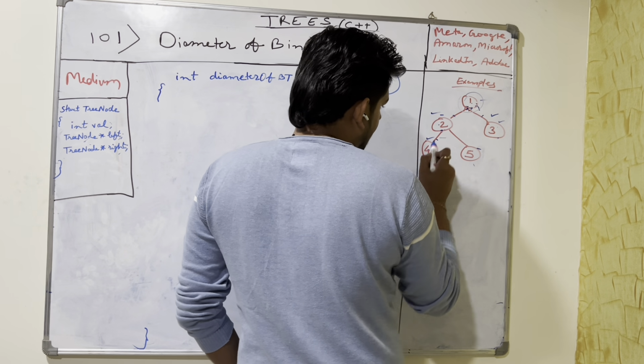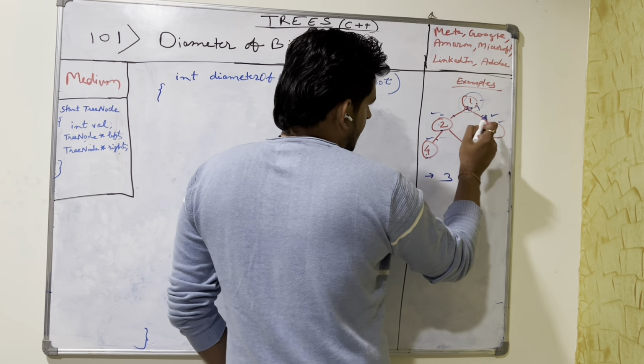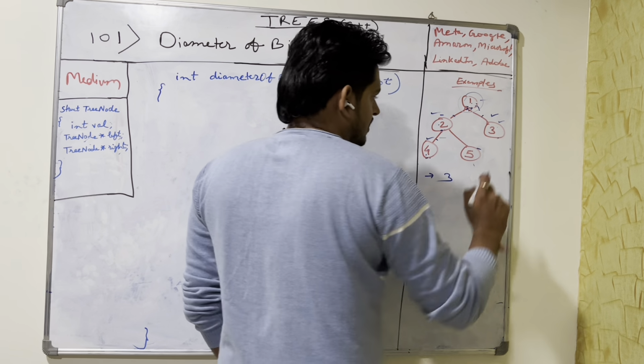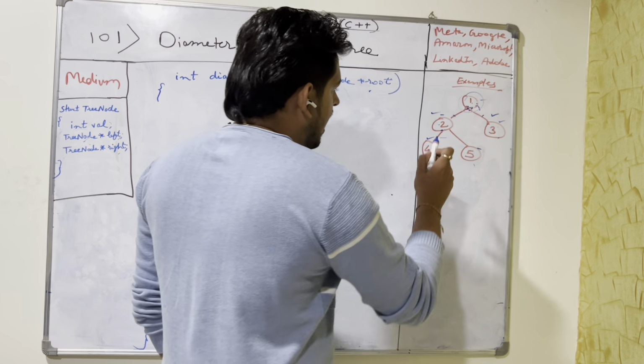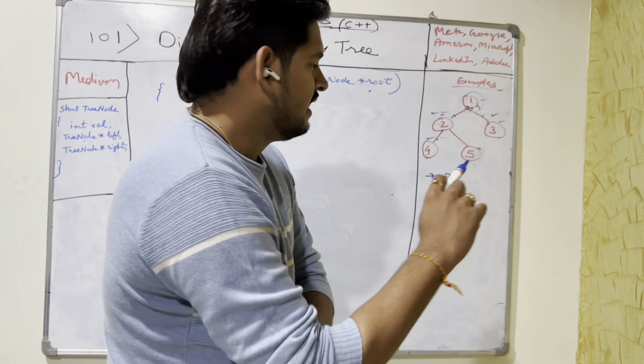If you find the left height of this, 4 is below, so this is 2, right? And this height is 1. So 2 plus 1 is 3, right? So for every node we can do this. We know how to find the height, so we will use that.